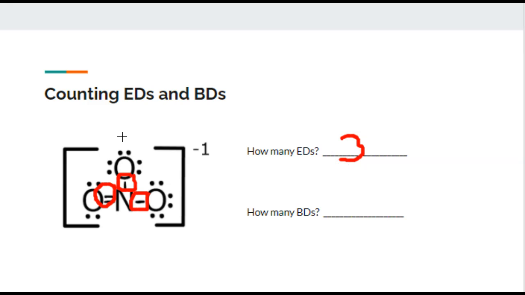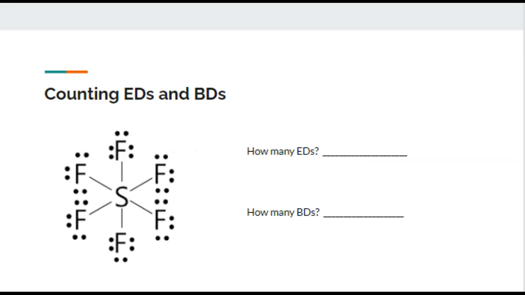And then the question is how many of those electron domains are bonding domains, because a bonding domain is a special type of electron domain. So you can't have any more bonding domains than you have electron domains. Each of those electron domains has bonds in it. So there are 3 bonding domains.